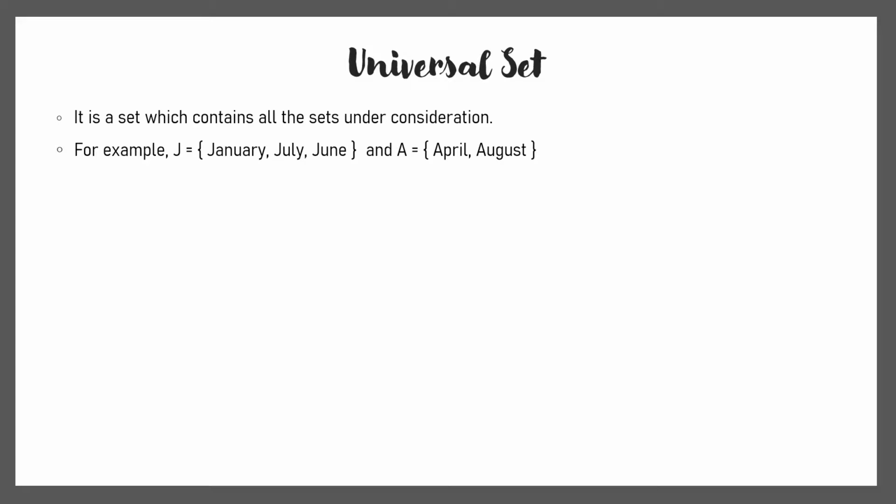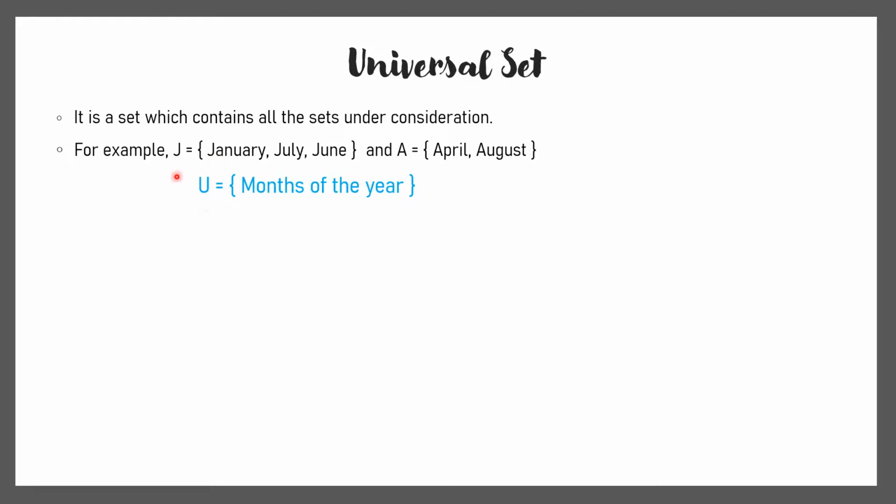Under consideration means, for example, here two sets are written. Set J, which contains January, July and June, and set A contains April and August. So these are all names of months. J set contains the names of months that begin with J, and A set contains names of months that begin with A. So what will be the universal set for these two? It should be a set containing all the names of months.